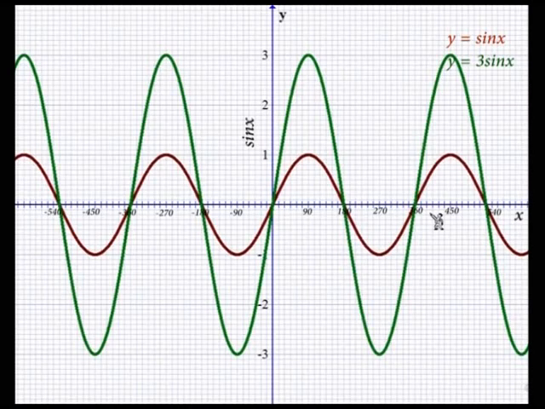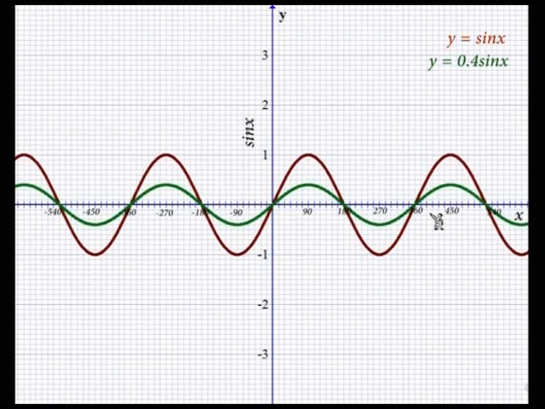And if we multiply by a factor between 0 and 1, we will see a vertical compression. We multiplied by 0.4, so every function value is now 0.4 times what it was originally, and the result is a compressed graph.